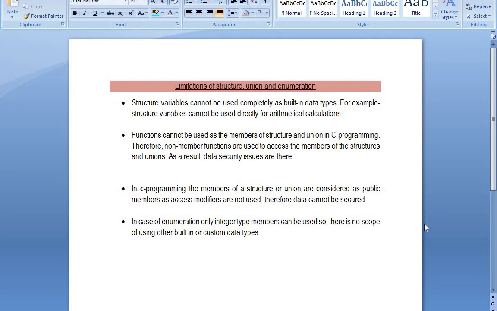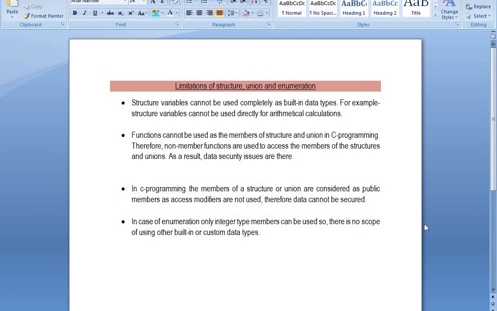Next point is, in C programming the members of a structure or union are considered as public members, as access modifiers are not used. Therefore data cannot be secured. Whatever members we declare inside a union or a structure, those members are considered public by default. They cannot be declared as private or protected. So we cannot impose any kind of restriction on those members. Any function or any statement can modify their values. So a kind of security issue is there.